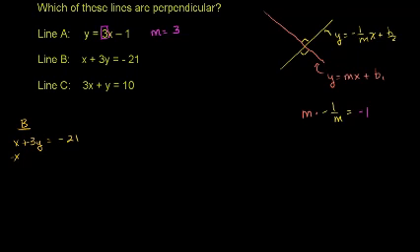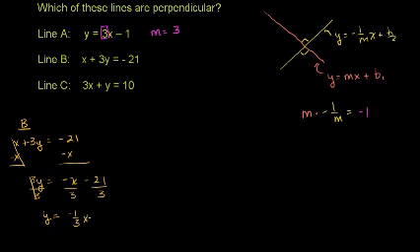Let's subtract x from both sides so that it ends up on the right-hand side. So we end up with 3y is equal to negative x minus 21. And now let's divide both sides of this equation by 3. And we get y is equal to negative 1/3 x minus 7. So this line's slope is negative 1/3. So here m is equal to negative 1/3.